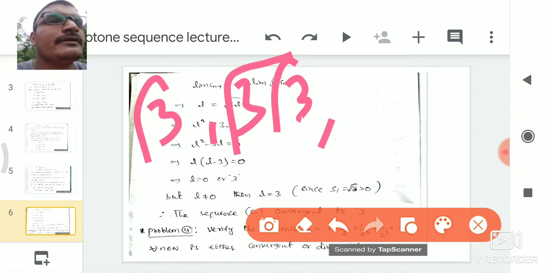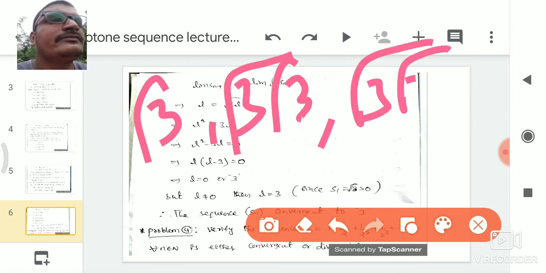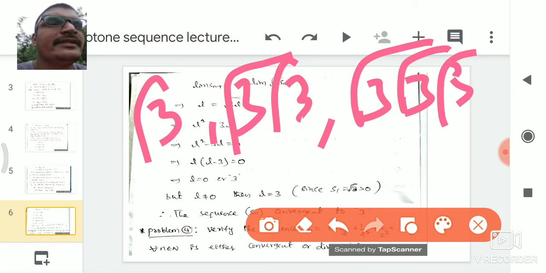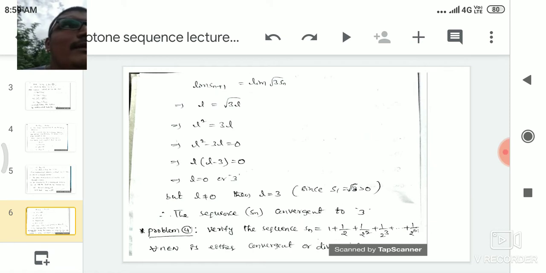The terms of the sequence are root 3, root of 3 into root 3, root of 3 into root of 3 into root 3. So these are all greater than 1, which is 1.732, and which is 2.6, and this is 2.8 something. So which is an increasing sequence. So the terms of the sequence don't have 0 and also start with root 3, that is 1.732. Therefore the limit value does not equal 0. Then the limit value compulsorily is L is equal to 3. Therefore the sequence Sn converges to 3. The sequence Sn converges to 3.